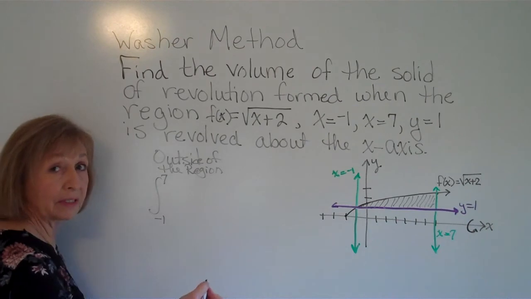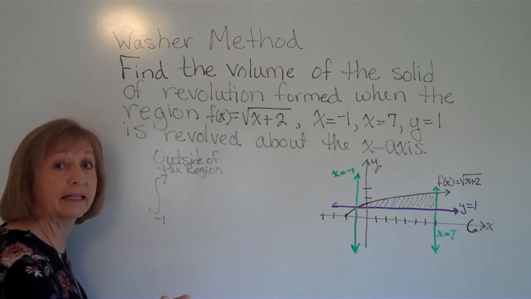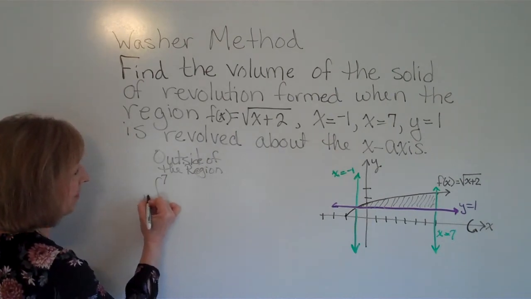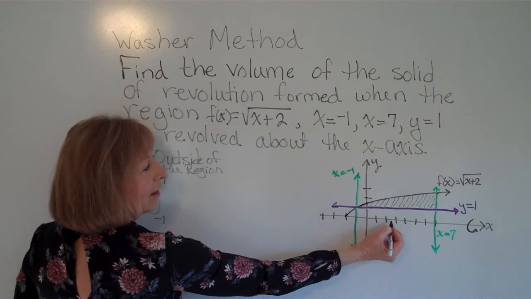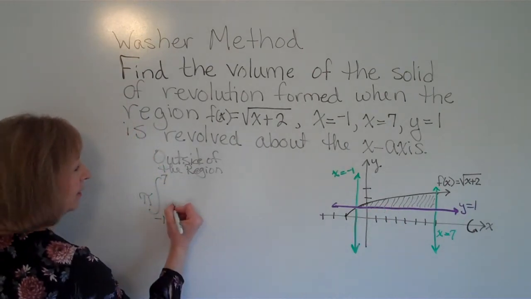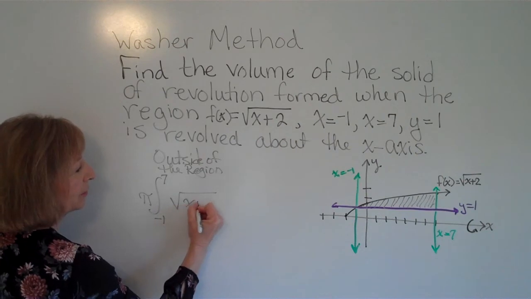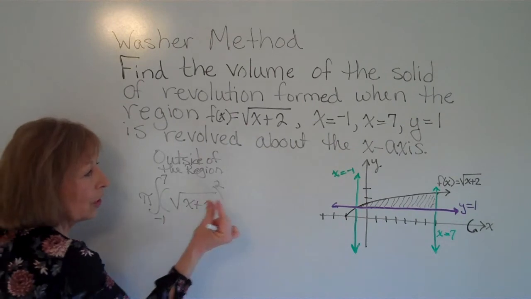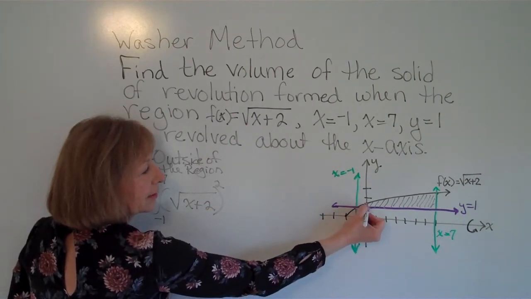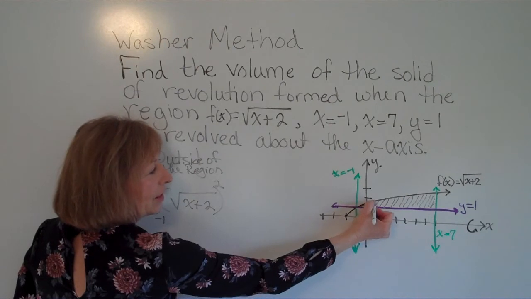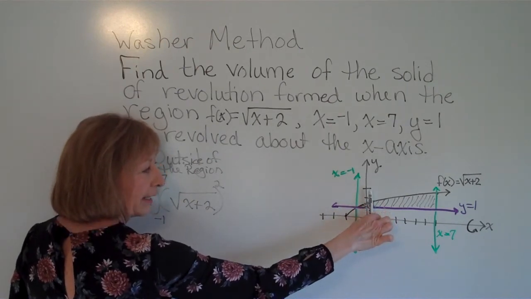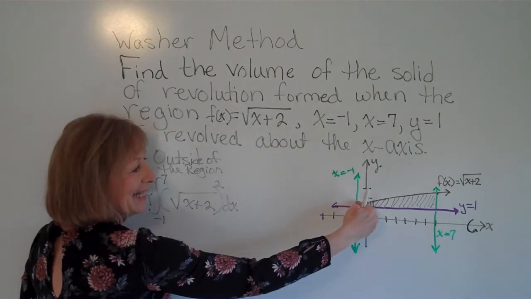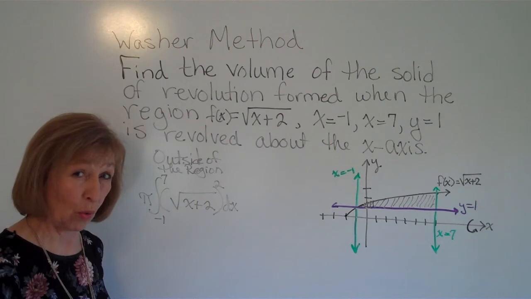of your, remember it's pi r squared h to find the volume of each of those little slices of the cylinders. So I have the pi, and the r is the outside radius. So that's the square root of x plus 2 squared. And then how tall each of those little slices that we took are vertical subrectangles, so that's your dx.